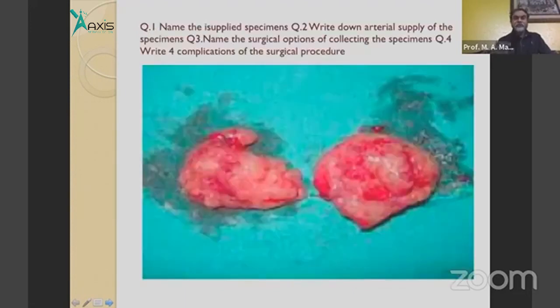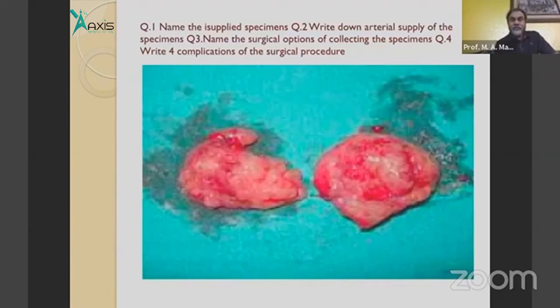Now, this specimen, I have, I think, 3, 4, or 5 minutes more. Now, classical specimen. Okay, this is a tonsillar operation specimen. Name the specimen: it is a resected specimen of palatine tonsils. Okay, write down the arterial supply. As you know, tonsillar blood supply: tonsillar branch of the facial artery, lingual branch of the external carotid artery, dorsal lingual branch of the lingual artery, ascending pharyngeal artery, descending palatine artery.